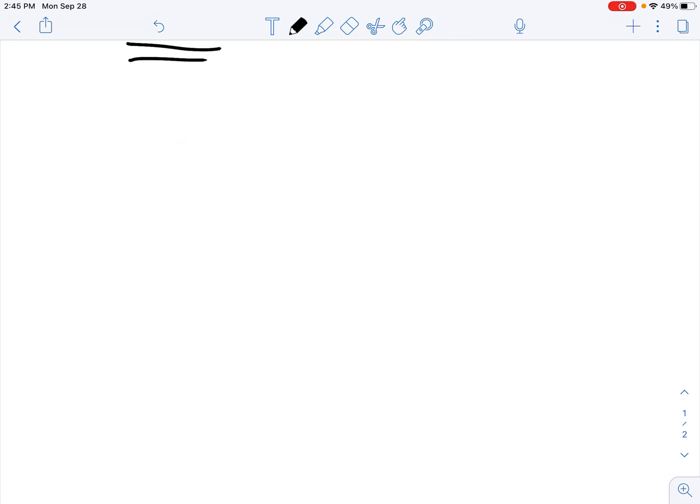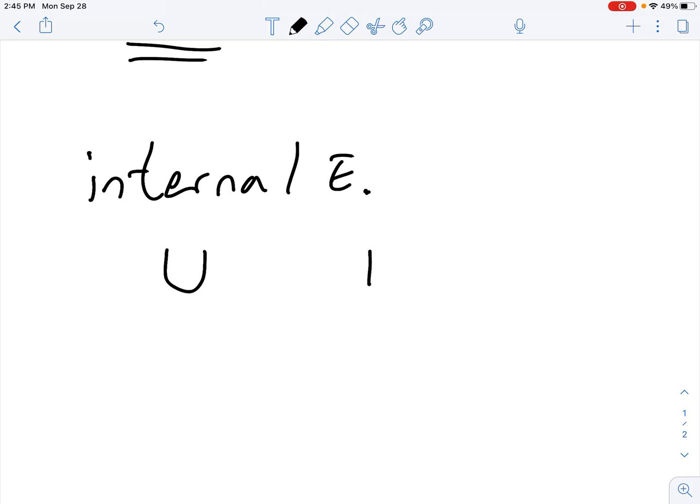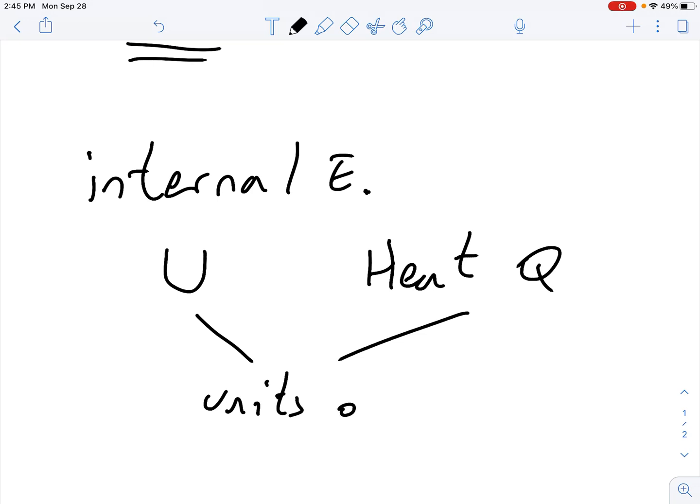So anyways, internal energy. The internal energy, we're going to use the symbol U for internal energy. And heat, we will use the symbol Q. So obviously, internal energy is U and heat is Q. And both of them are forms of energy, so both will be in units of joules. Internal energy is still energy, heat is still energy, the units are still joules.